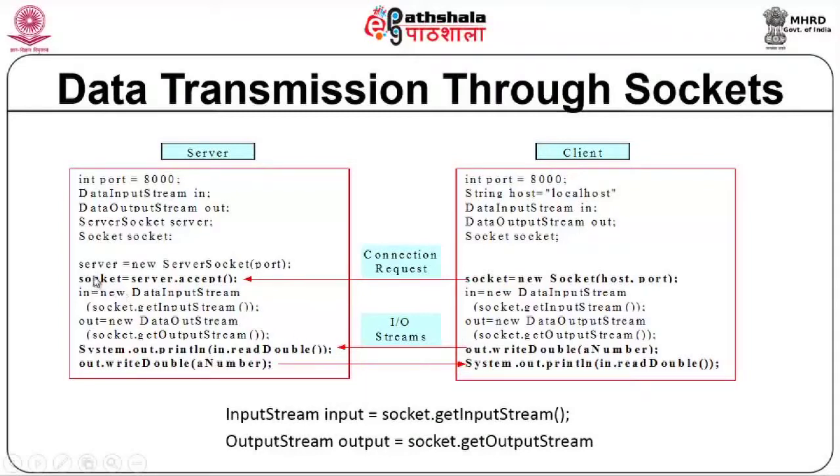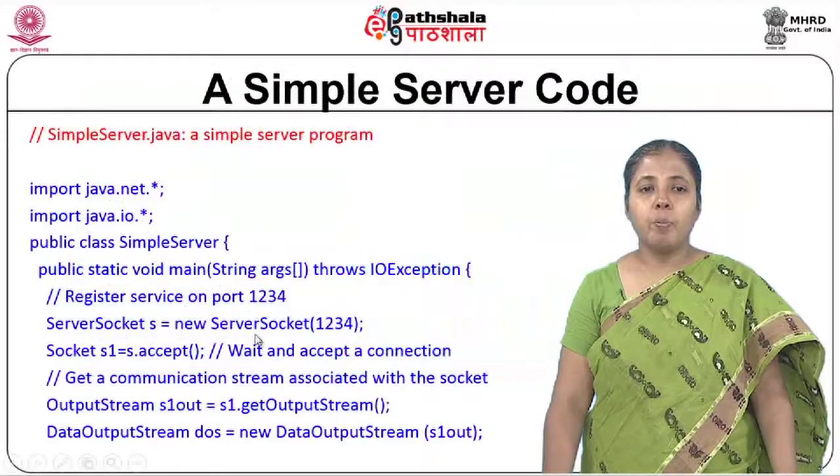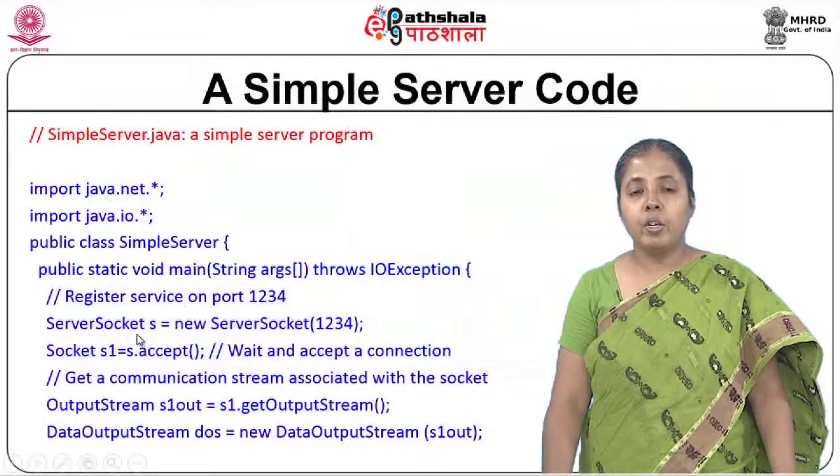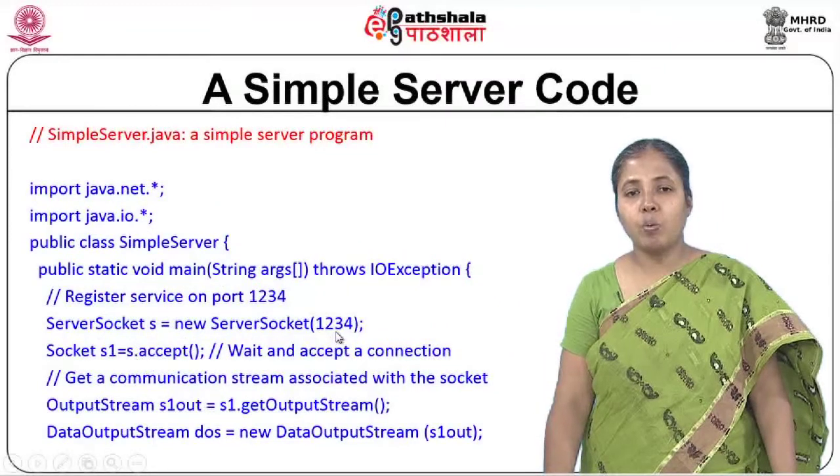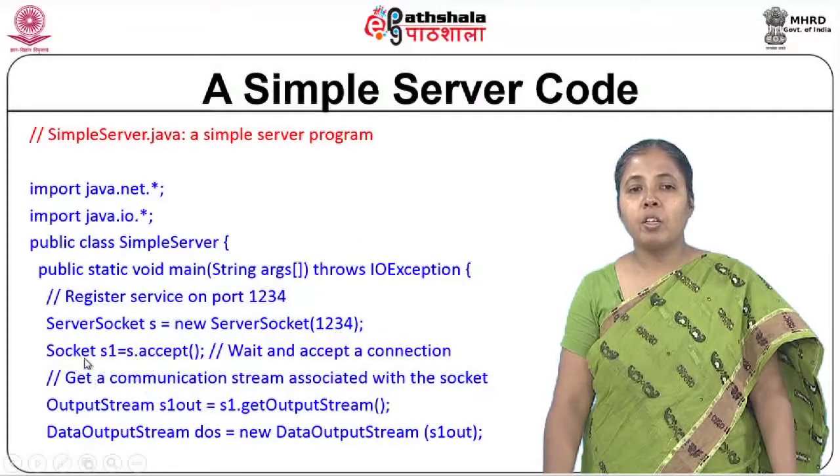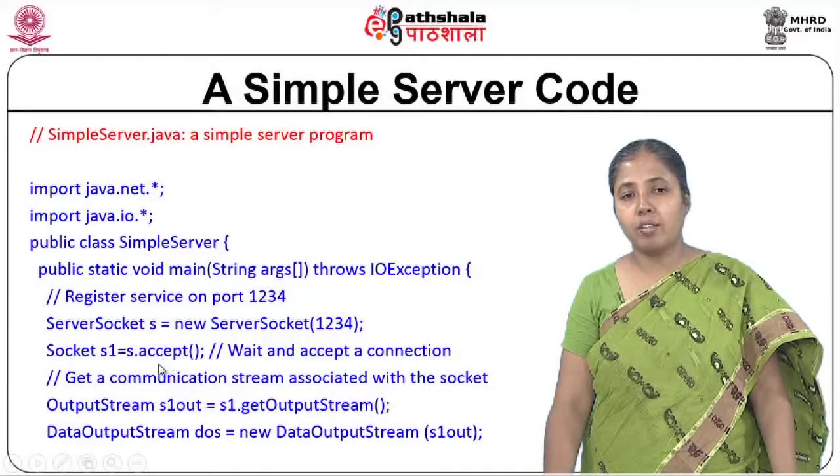Here, the first two steps, creation of the server socket and the socket object, and creation of a socket object in the client, are the important steps we perform to make TCP communication. The rest of the code is I/O communication through input and output streams. So, this is a simple Java program. As I told you, we create a server socket on port number 1234, and we make the socket listen on that port using the accept method.